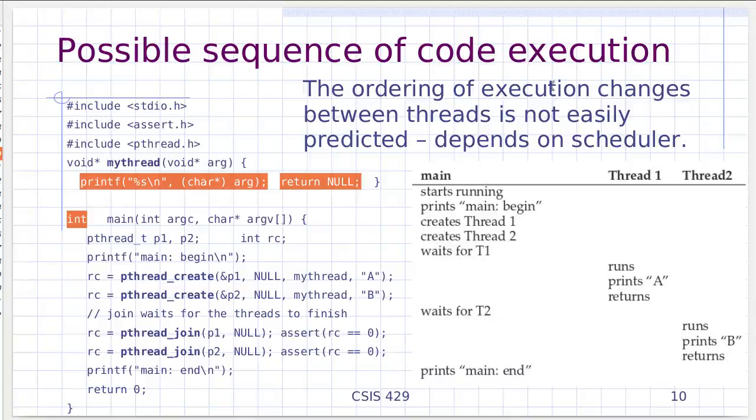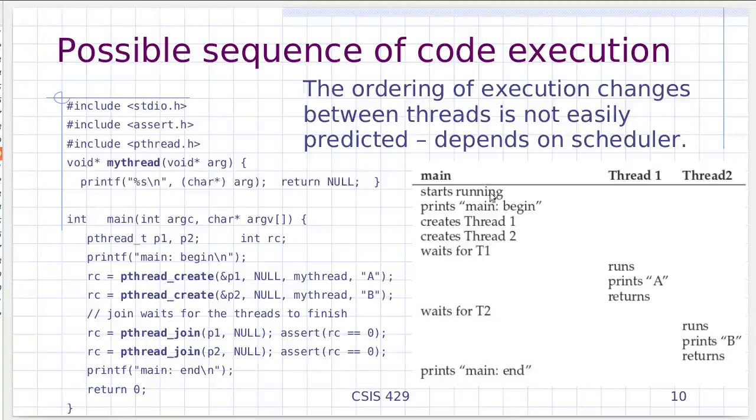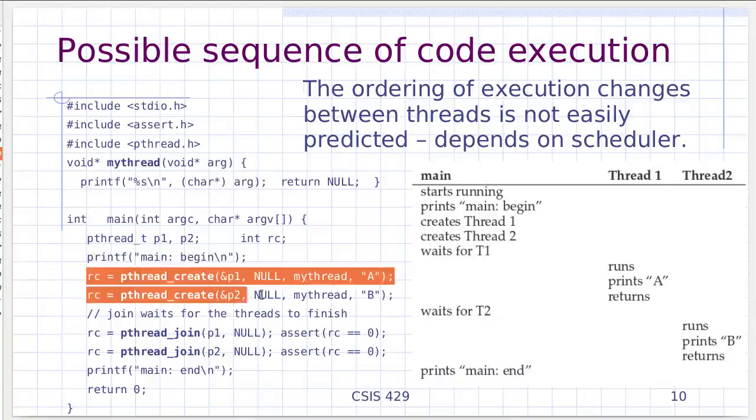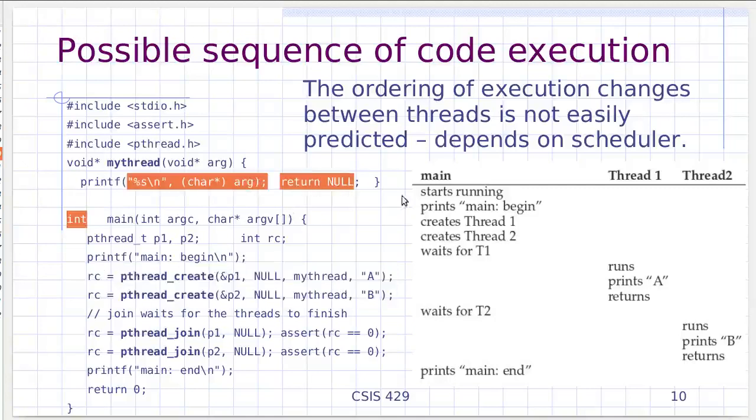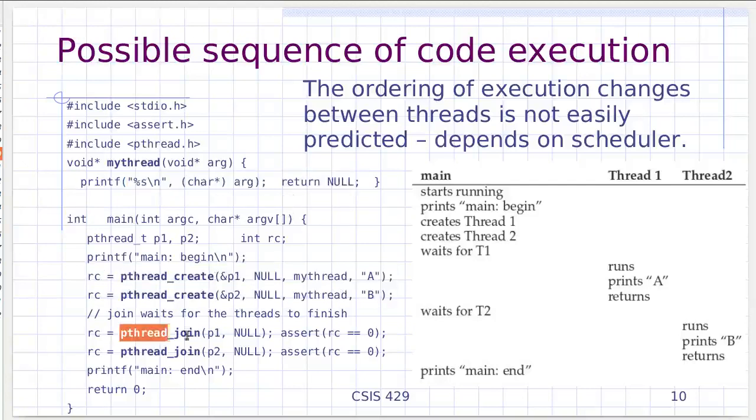Okay, so the ordering of execution can change. You can run this program 10 times, and maybe 9 times A will be printed first. This is the sequence in time. Main starts, and it prints out this message, main begin. You create the two threads, thread 1 and thread 2, and then main doesn't do any of the printing in this function. That's all done by the threads. Main is done with its job of creating the threads, and then it just sits here and waits. So that's what this step is.